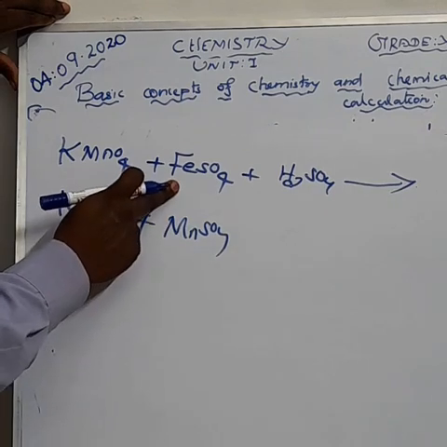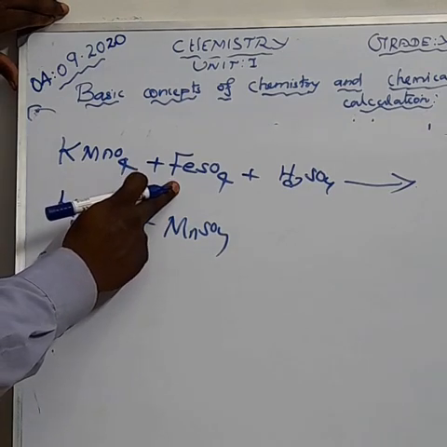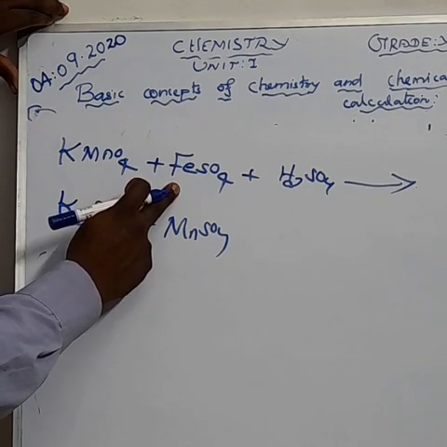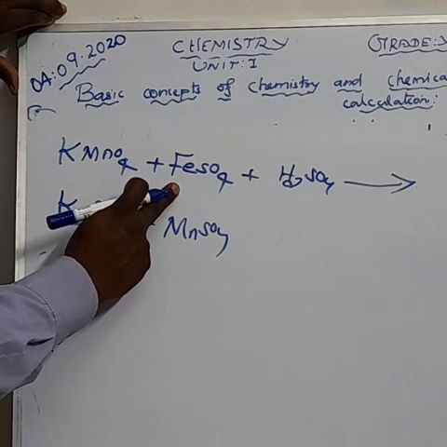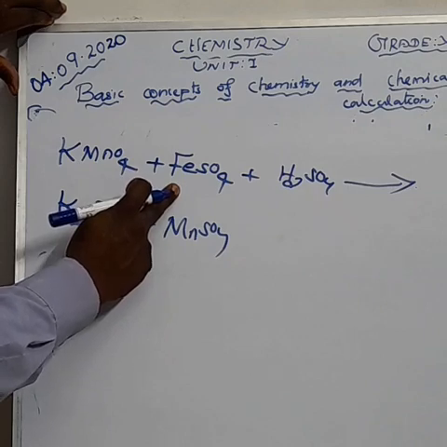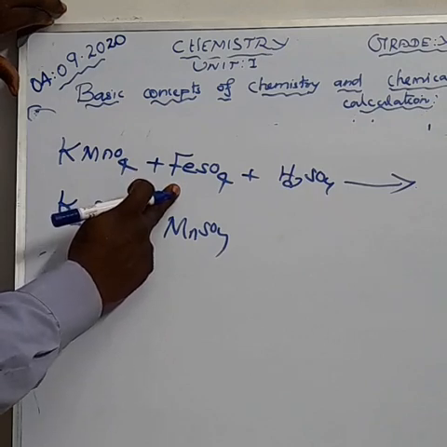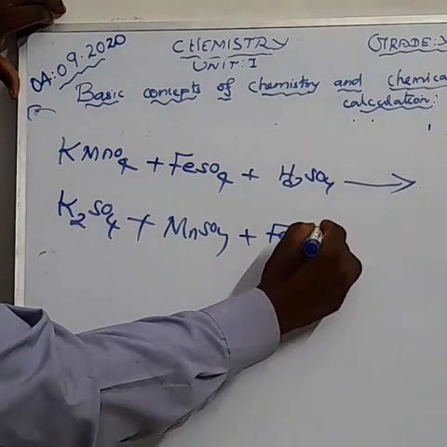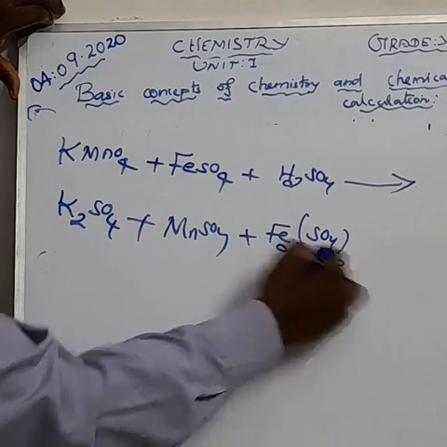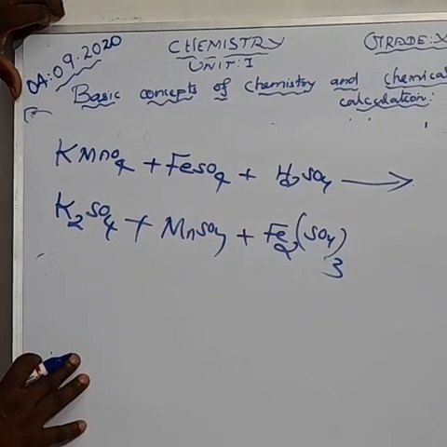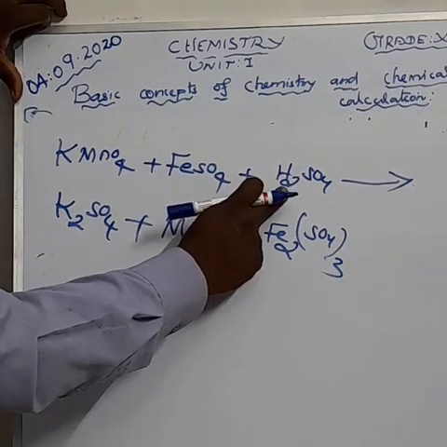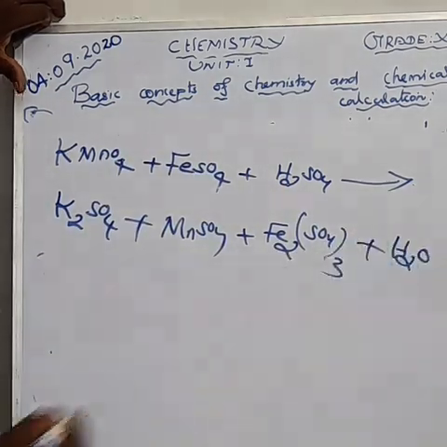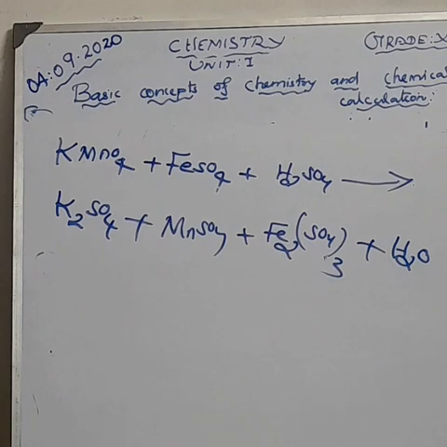Here, ferrous sulfate is converted into ferric sulfate. What is the formula for ferrous sulfate? FeSO4. What is the formula for ferric sulfate? Fe2(SO4)3. Clear? Ferric sulfate also has hydrogen and oxygen, so hydrogen plus oxygen gives water. Clear? What is the equation?